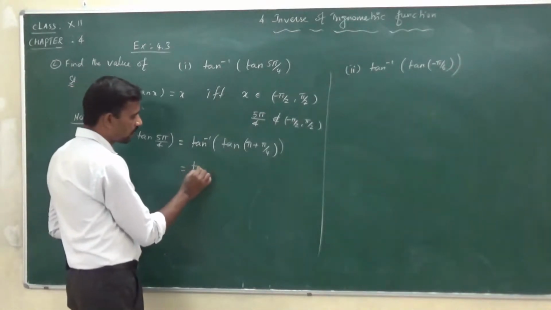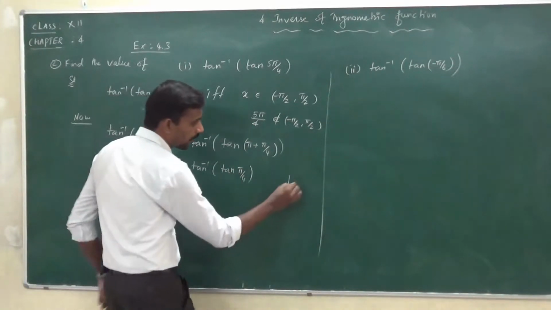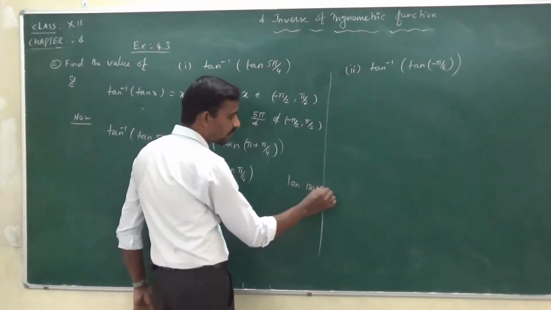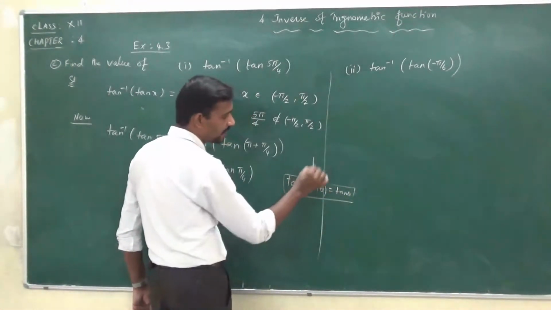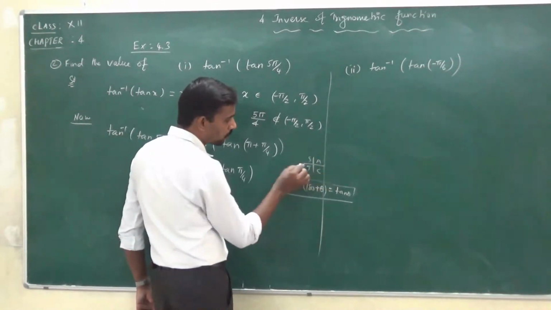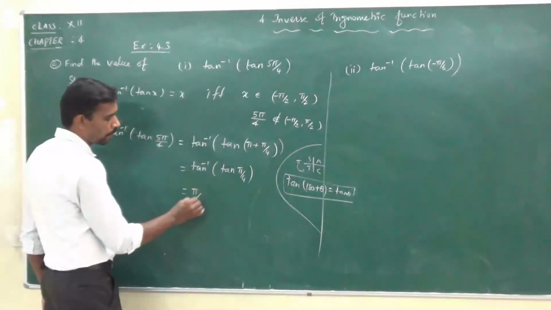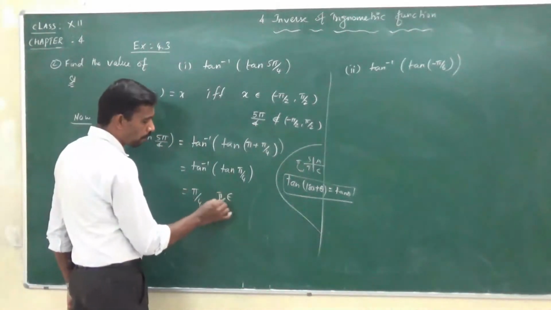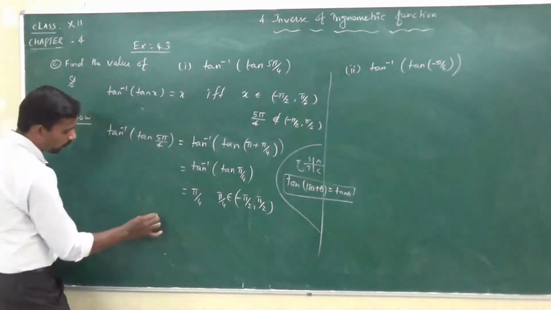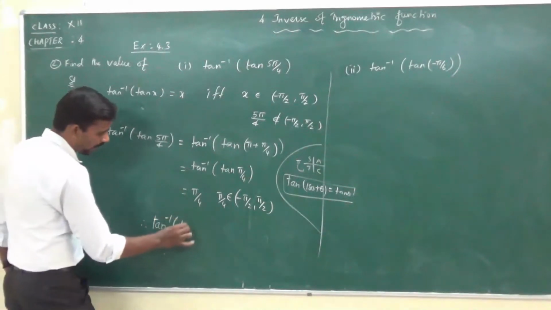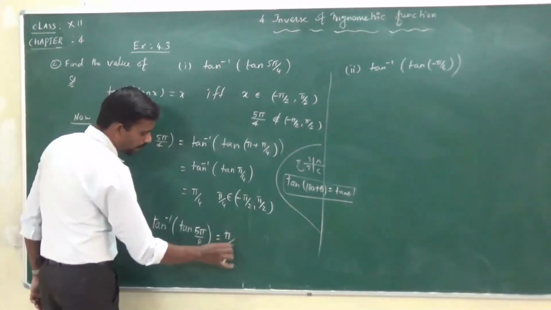This is nothing but tan inverse of tan of pi by 4, because tan of 180 plus theta is equal to tan theta. Which quadrant? This is the third quadrant, where tan is positive, ASTC. So this is pi, and 180 plus theta means tan theta. So this is nothing but pi by 4. Since pi by 4 belongs to the interval of minus pi by 2 to plus pi by 2, therefore tan inverse of tan of 5 pi by 4 is equal to pi by 4.